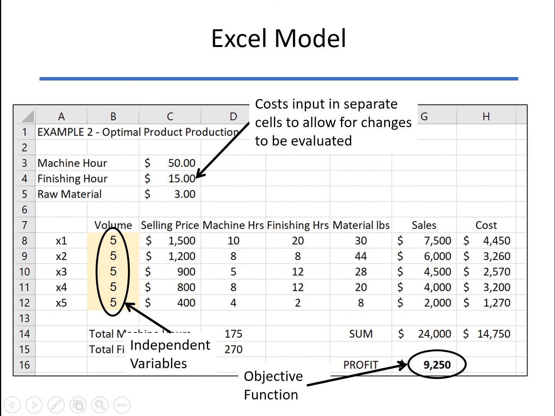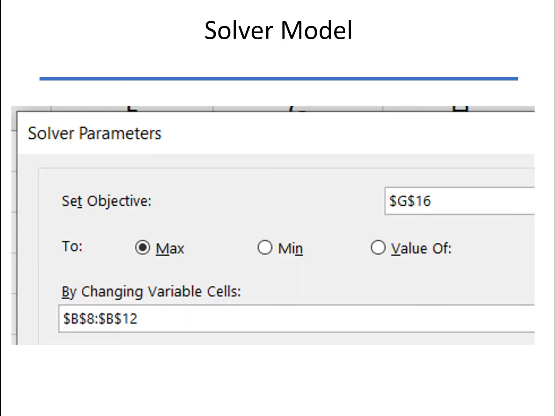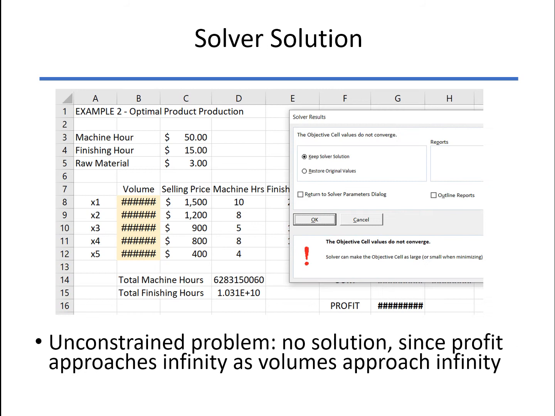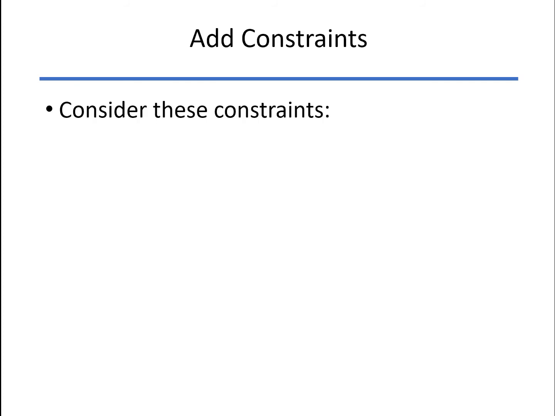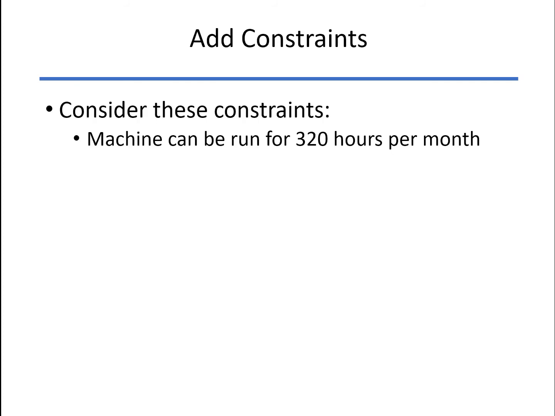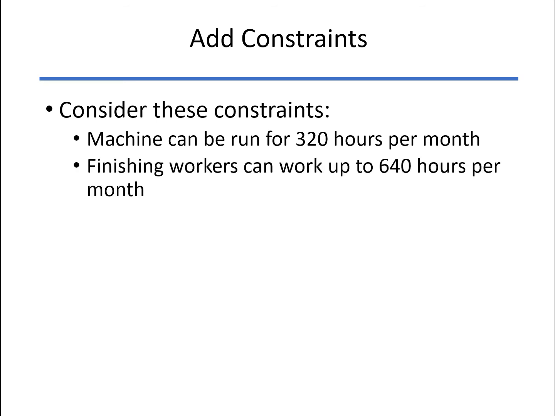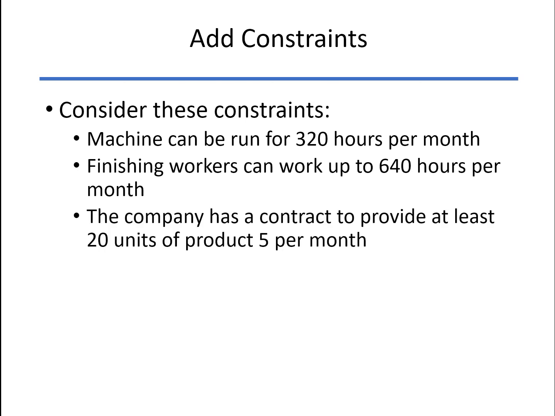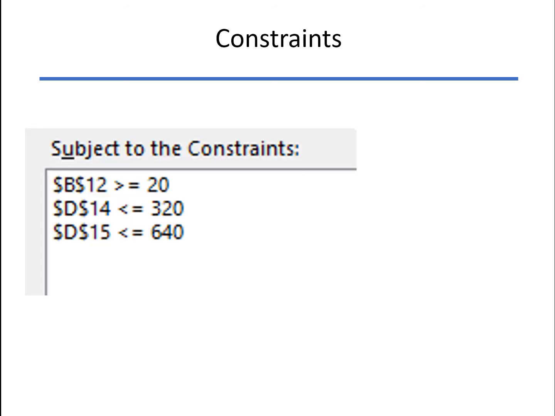And if we just run it without any constraints, you could see as long as we're making an infinite number of products, we make infinite profit. Well, of course, there have to be constraints on that. And so what if our machine, we've only got one, we run it for 320 hours a month. So we're running it on 2 shifts. And we have enough finishing workers that they can work up to 640 hours a month. And also, there's one product that we have a contract that we have to provide at least 20 units of that product. We'll simply add those to the constraints.